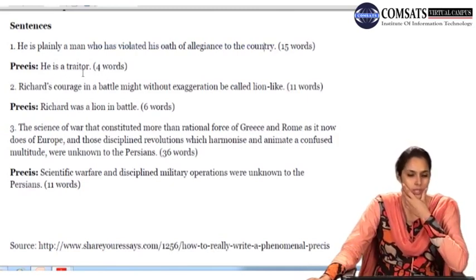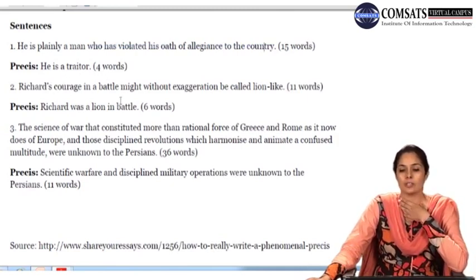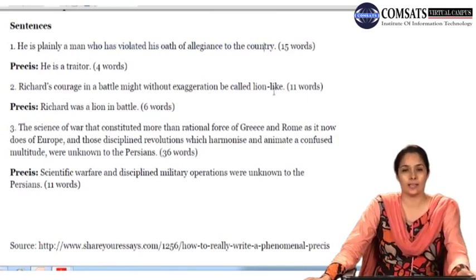He is a traitor. Richard's courage in a battle might without exaggeration be called lion-like. We have done this before. Richard was a lion in battle, or Richard was very brave. So आप इसको 11 को अपने 6 words में change किया.